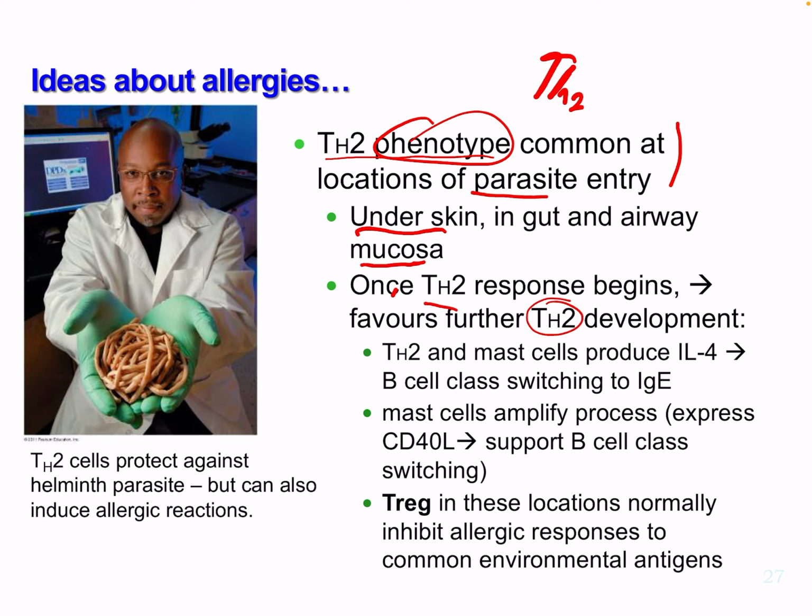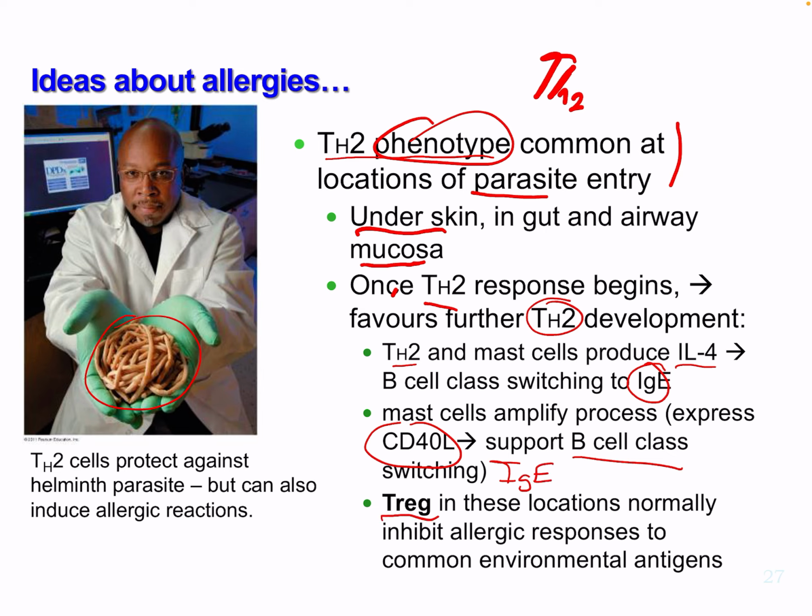So Th2 and mast cells produce IL-4, and this results in B cell class switching to IgE. But it's also important to think about a parasite. You can see how huge this is. We need this response to be relatively powerful. You can't just have a little response, because you essentially have to kill a large macroorganism as well as prevent further infection. So Th2 and mast cells produce IL-4, which causes B cells to class switch to IgE. Mast cells amplify the process and express CD40 ligand to support B cell class switching to have further IgE.